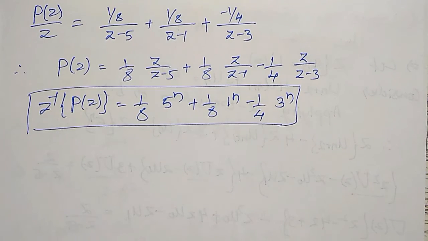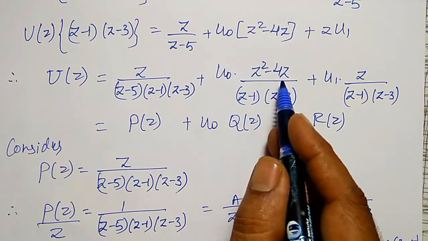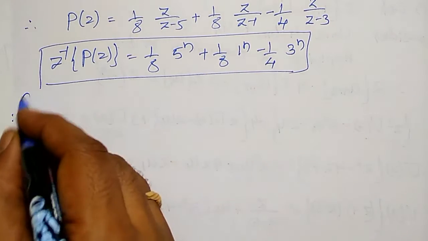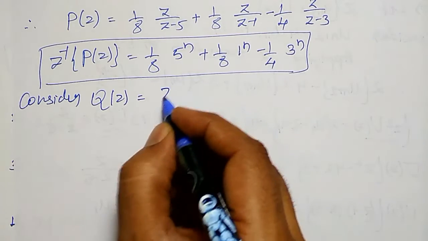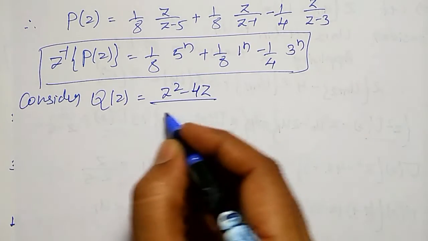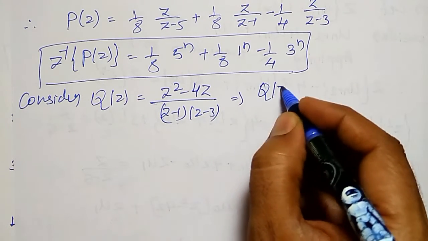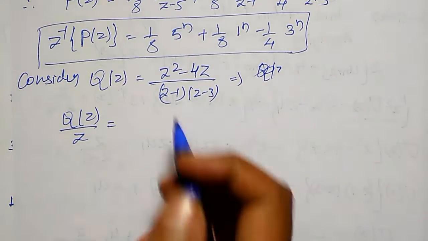Okay, like that, the second term I will consider. My second term is nothing but this Q of z: z square minus 4z divided by (z minus 1)(z minus 3). Therefore, consider Q of z is equal to z square minus 4z divided by (z minus 1)(z minus 3). This one I can write as Q of z divided by z, taking z common here.